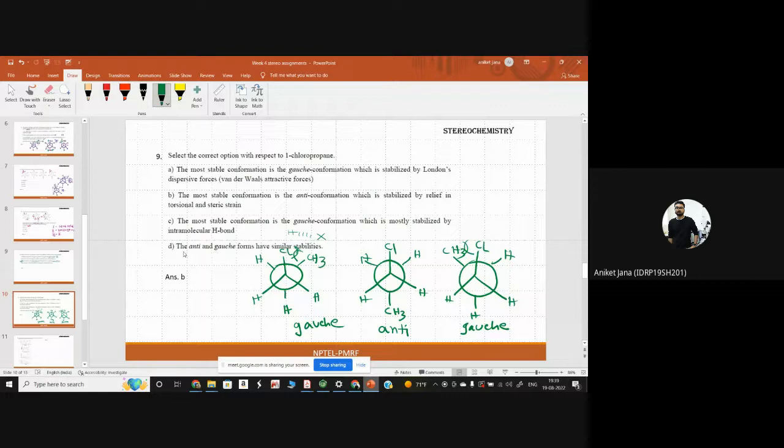Okay, so the last option says that the anti and the gauche forms have similar stabilities. So is this true? No, sir. In the gauche conformer there is some interaction, but in the anti conformer they are far apart from each other, so they cannot interact between themselves. So the right option is B. The most stable conformer is the anti conformation, which is stabilized by relief of torsional and steric strain. So definitely they are far apart, they cannot interact with each other, so they are stable. Okay.